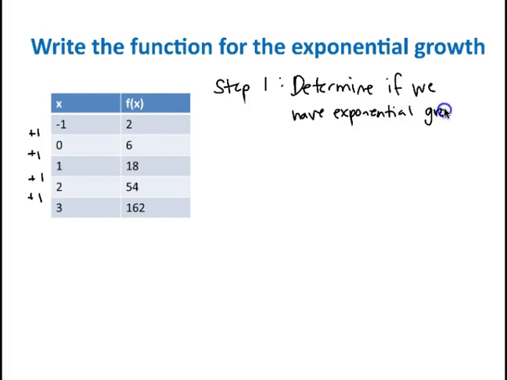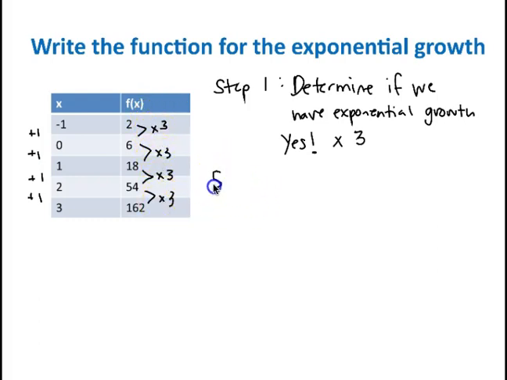So now we need to focus on the outputs, right? Our f of x values, our outputs, and how much are they increasing each time? Well, this is the same one from the previous slide. So we're multiplying by 3. So we say yes, because we're multiplying times 3 each time. So we've determined this is an exponential function of some sort because we're multiplying by 3 each time.